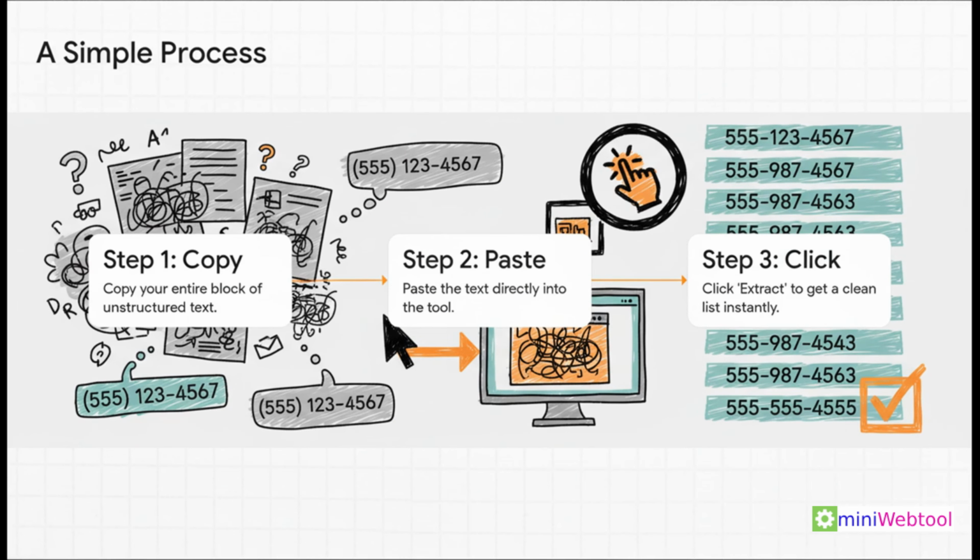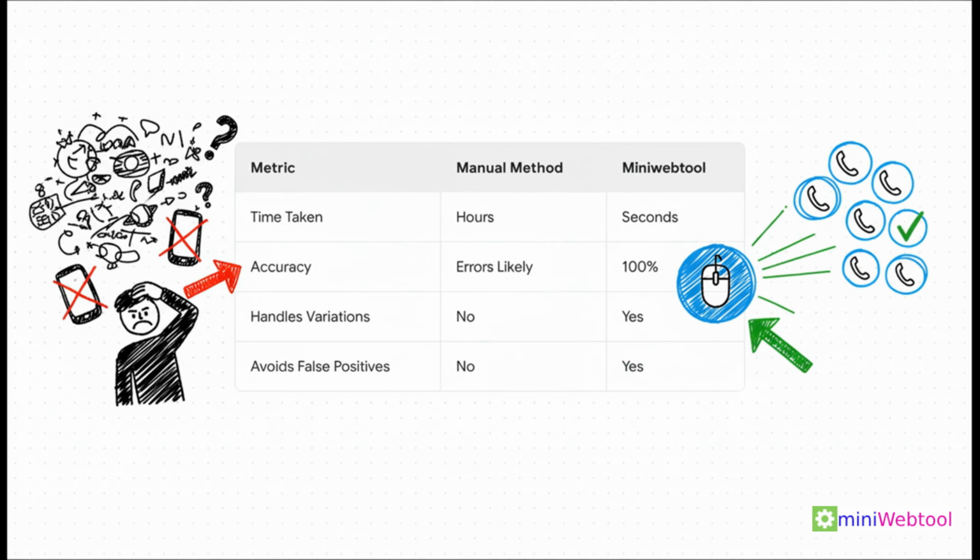And you don't have to be a tech genius to use it. The whole process is this simple. You copy all that messy, unstructured text, the whole email, the whole document, you paste it into the tool, and you click one button. That's it. And look at the difference. It's night and day. A task that could take you hours by hand is done in seconds. Where you're bound to make a few mistakes, the tool is 100% accurate. It knows all those crazy variations we talked about, and it's smart enough to ignore false positives. It's not even a fair fight.